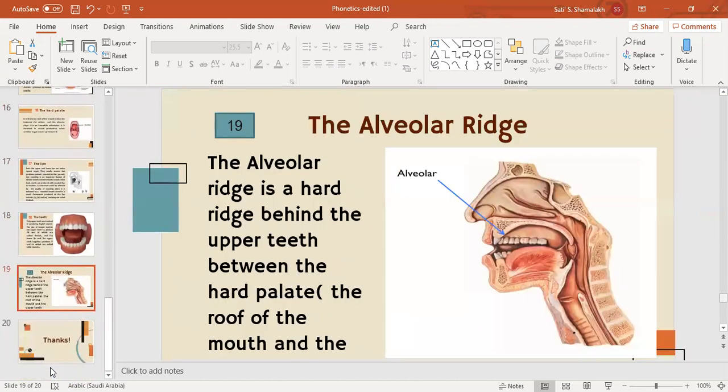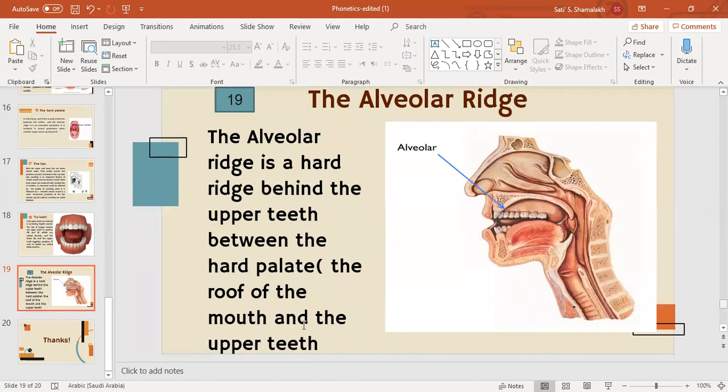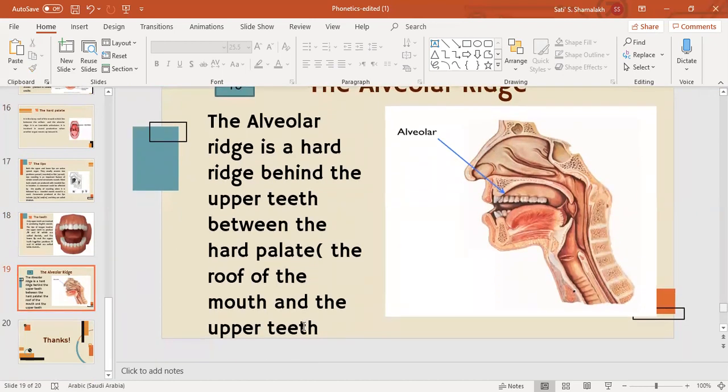Now, the alveolar ridge. Here is the alveolar ridge. You see what we call litha, where teeth grow, okay? The alveolar ridge is a hard ridge behind the upper teeth, between the hard palate, the roof of the mouth, and the upper teeth, okay?